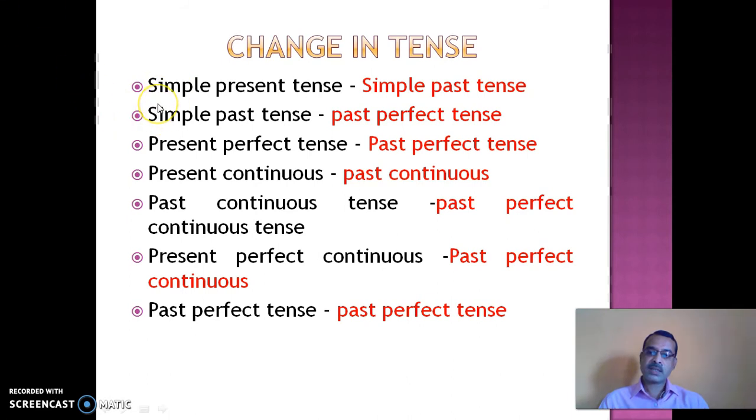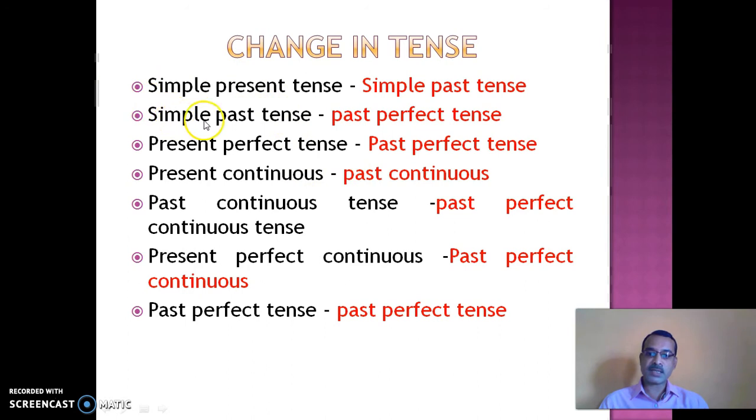Here the first case is if the reporting verb is in past tense and the reported speech is in present tense. It is to be converted. Simple present tense becomes simple past tense. You take the printout, or you take down this chart in your notebook so that you can easily understand the changes in tenses.